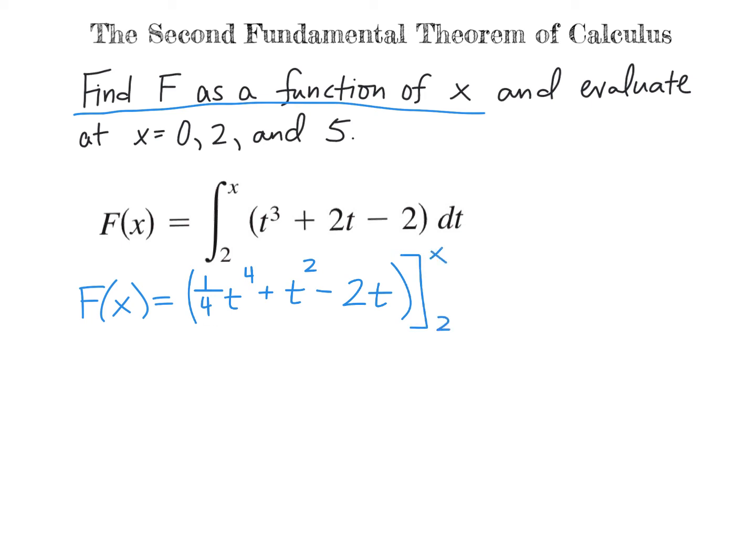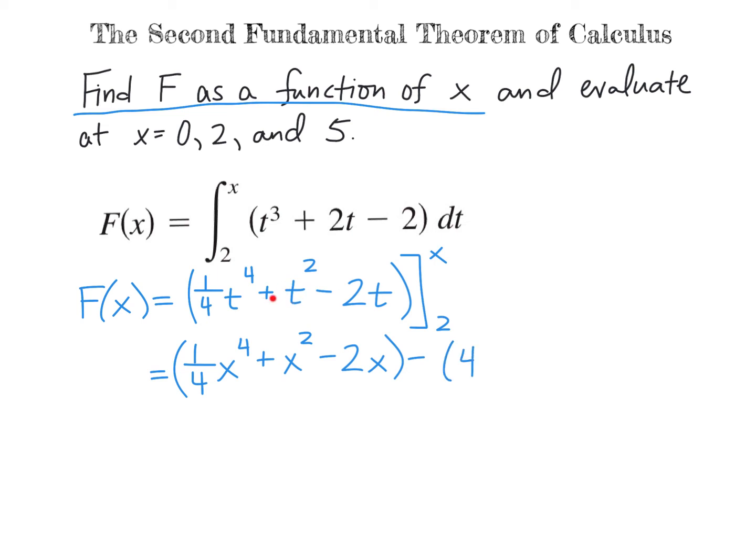So we are actually first plugging in x. So when we plug in x, we'll have 1/4 x to the 4th plus x squared minus 2x, and then subtracting, plugging in at 2. When we plug in at 2, we'll have 1/4 times 2 to the 4th. 2 to the 4th is 16. 1/4 of 16 is 4, so that first term is 4.